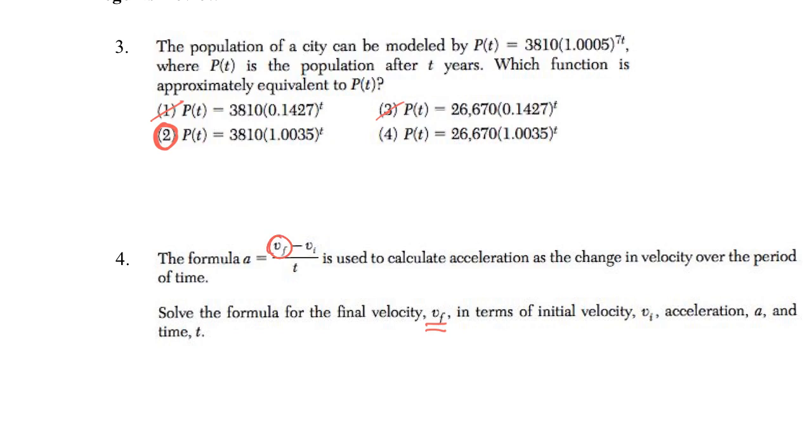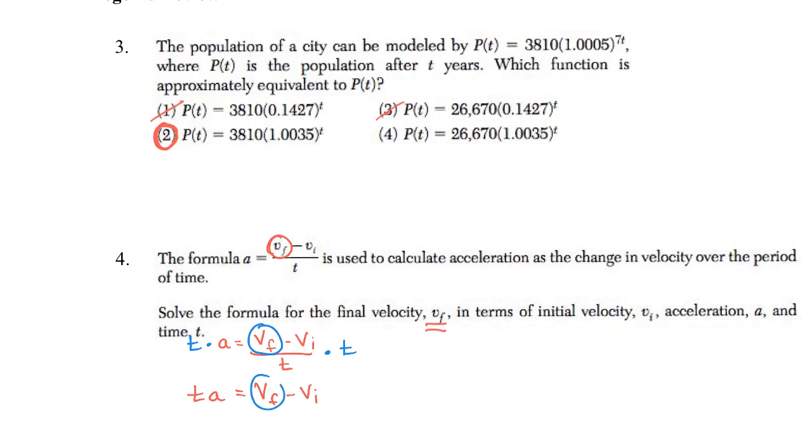Okay, so let's write it out. A equals V sub f minus V sub I over t. My job is to get this variable by itself. So the first thing I want to do is get that t out of there, and I'm going to do that by multiplying both sides by t. When I do that, I get t times A equals V sub f minus V sub I.